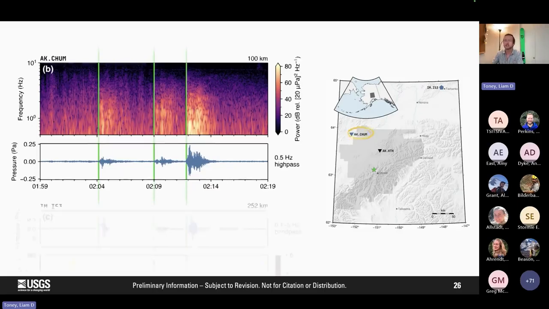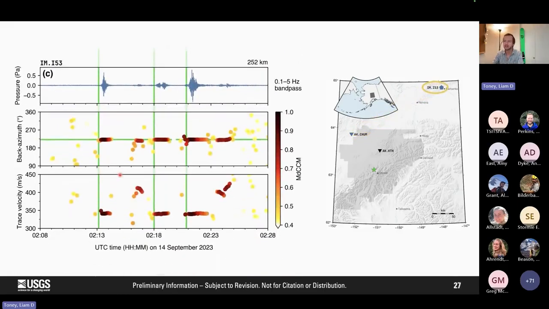But the real smoking gun was when I examined infrasound data from the array in Fairbanks, which is over 250 kilometers away. And this is infrasound array processing. So on the top, we have the pressure waveform. The next panel is the back azimuth to the source, and here in green, the horizontal line is the back azimuth to the true location. And then the final panel is the trace velocity across the array.